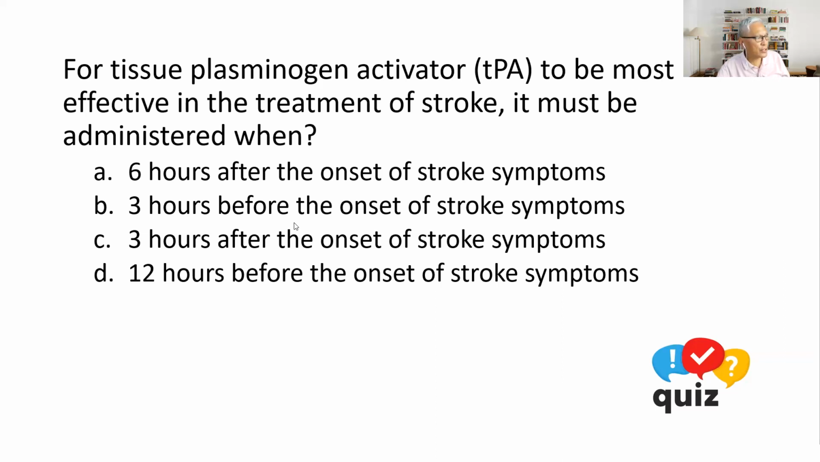Very good. The answer is letter C, 3 hours after the onset of symptoms. Remember that TPA dissolves the clot blocking the blood vessel, and it should be given within 3 hours after the onset of stroke symptoms.